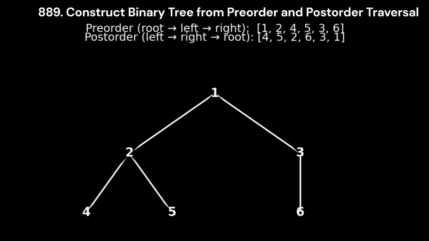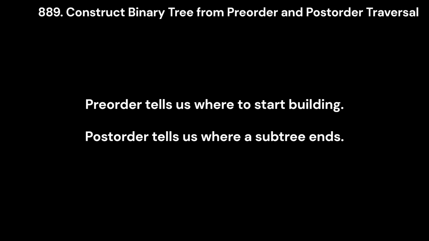The next problem is a great opportunity to understand how pre-order and post-order complement each other. In pre-order, the root node is always the first element. In post-order, the root node is always the last element. With this in mind, we can reconstruct the tree by following two principles.